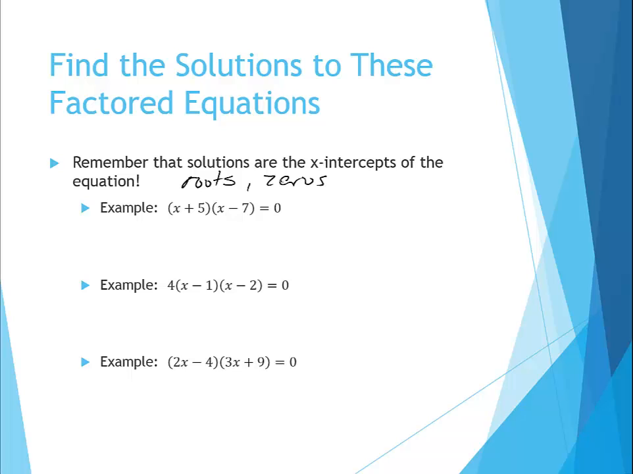In order to find those, you're going to take whatever is in your binomials, set them equal to 0, and solve for x. So x plus 5 equals 0 for that binomial, minus 5 from both sides, x equals negative 5. x minus 7 equals 0. Add 7 to both sides. x equals 7. So your two solutions for this equation are x equals negative 5 and x equals 7.